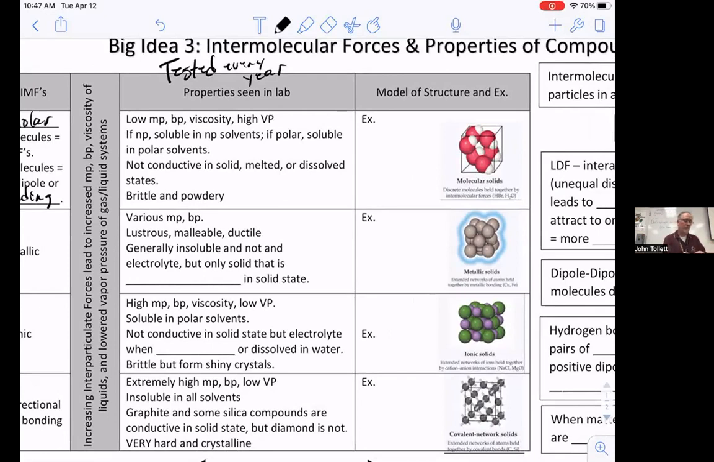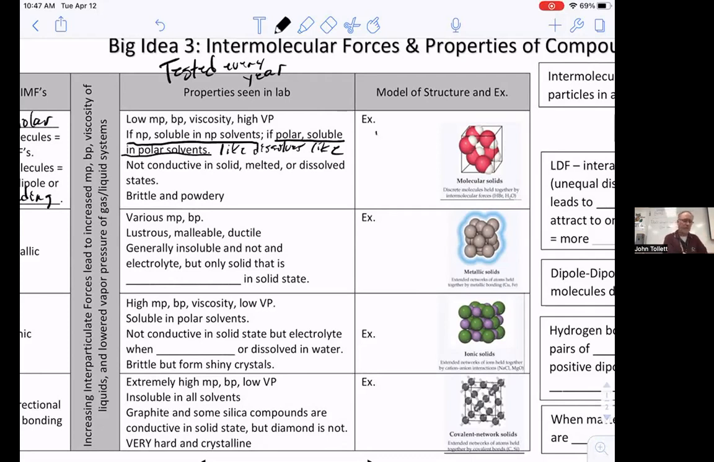If they're nonpolar, they're going to be soluble in nonpolar solvents. And if they're polar, they're going to be soluble in polar solvents. Like dissolves like is not really an answer for why this happens, but it will help you remember what's going on. They're not conductive in the solid, melted, or dissolved states. They don't conduct electricity. And generally, as solids, they are brittle and kind of powdery.